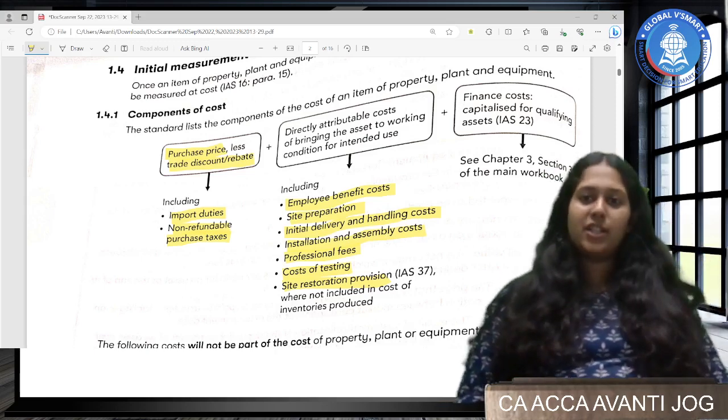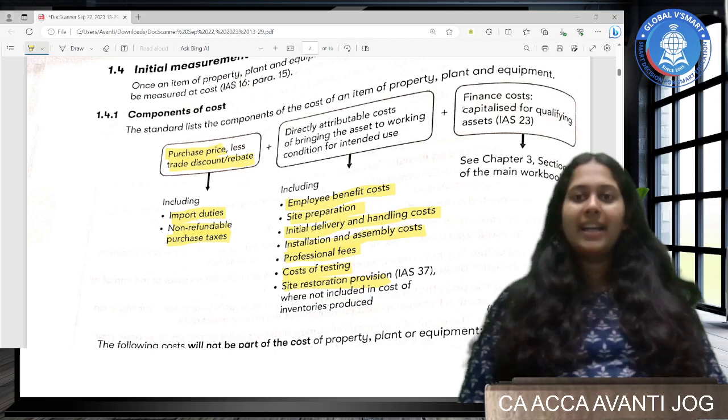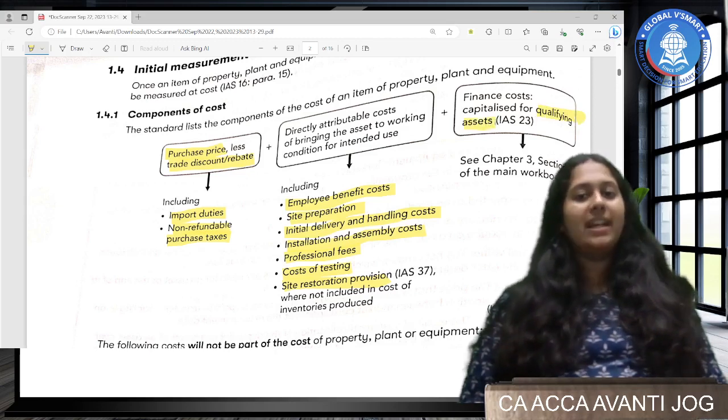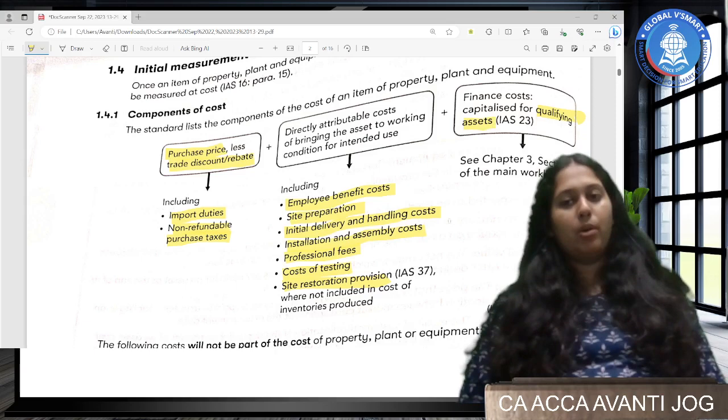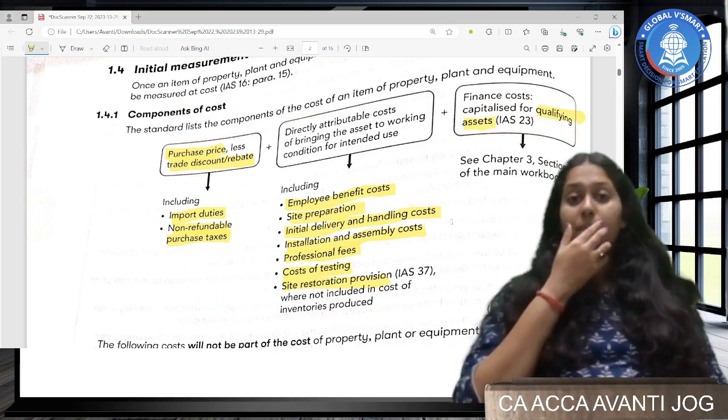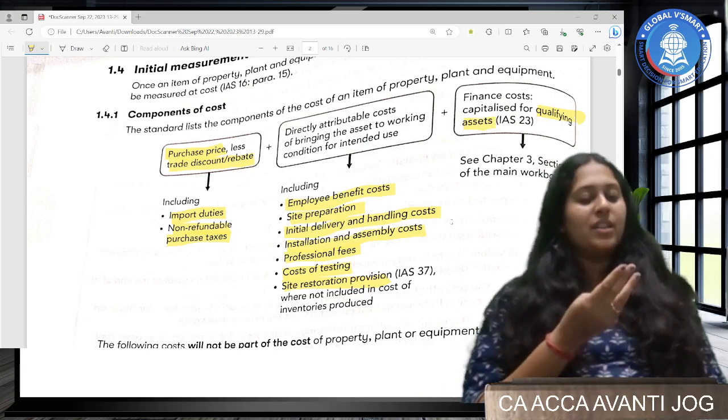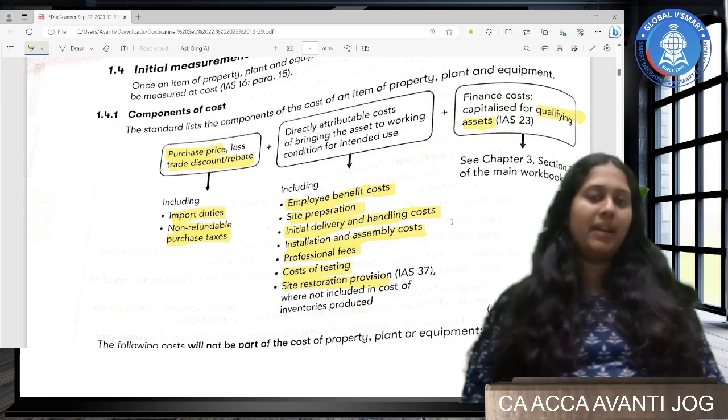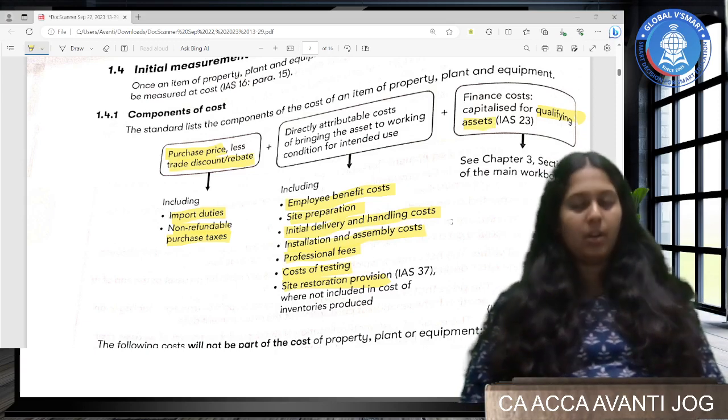And finance cost, that is capitalized for qualifying assets. Finance costs are basically, if you don't have the money to pay for this asset immediately, what you do is you take the money on a loan or borrow the money so that you can pay it later. So this finance cost, the interest that we incur on it, will it be capitalized or not? That is the question.